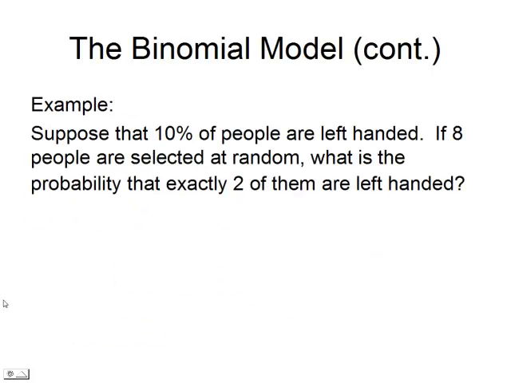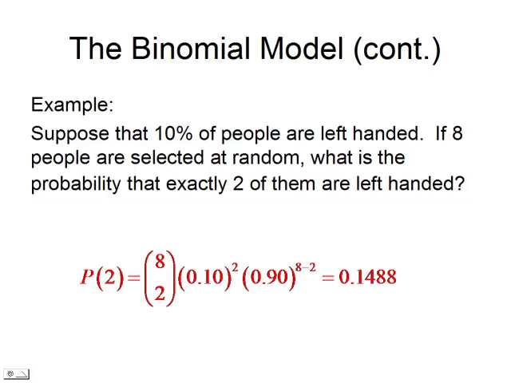Suppose that 10% of people are left-handed. If 8 people are randomly selected, what is the probability that exactly 2 of them are left-handed? So we're looking for the probability of 2 successes out of 8 trials. So we have 8 choose 2 times p, which is the probability of success, 0.1, to the second power, and q, which is the probability of failure, 0.9, to the 8 minus 2 power. Plugging this into the calculator, we get 0.1488.